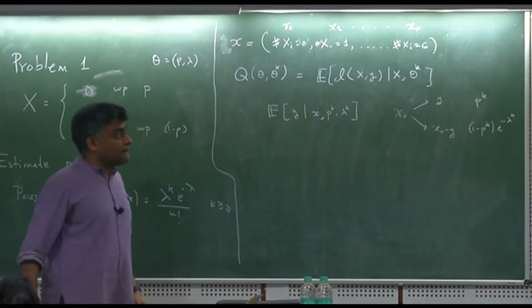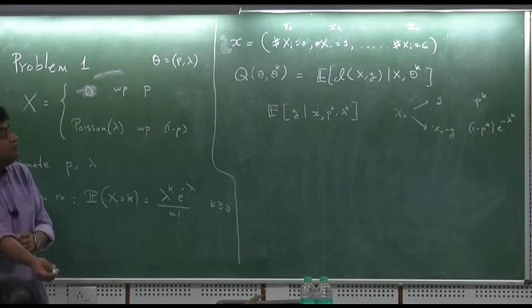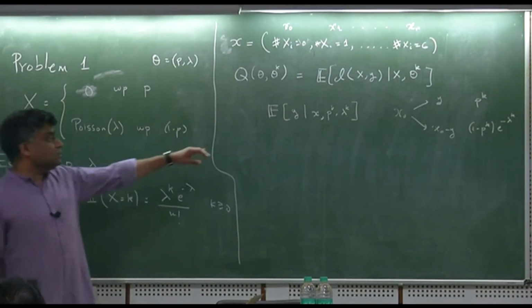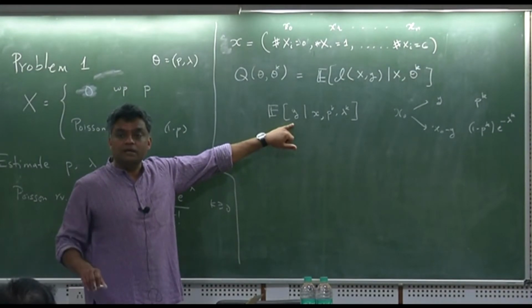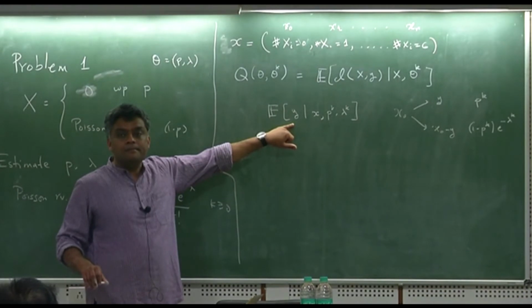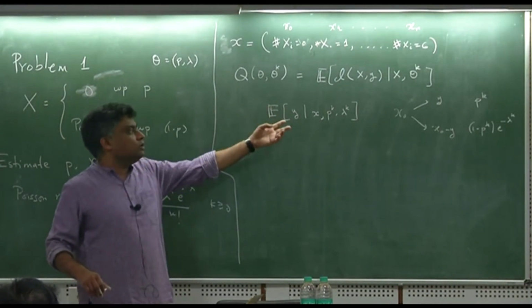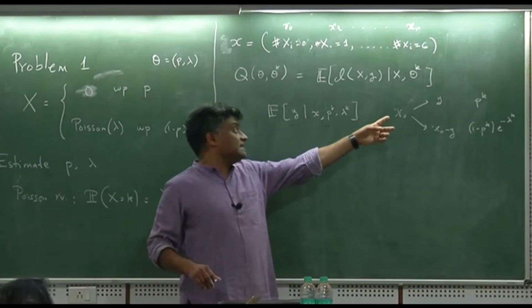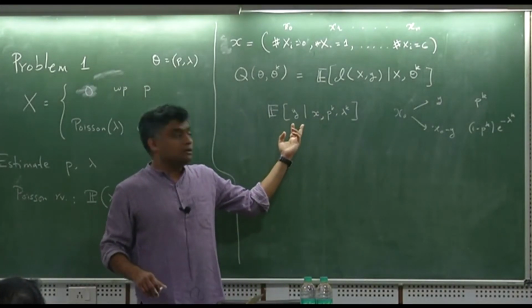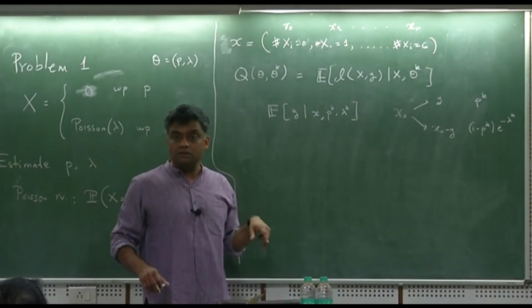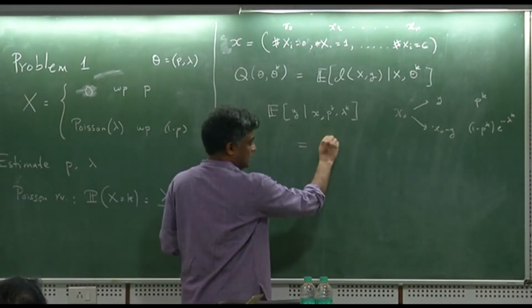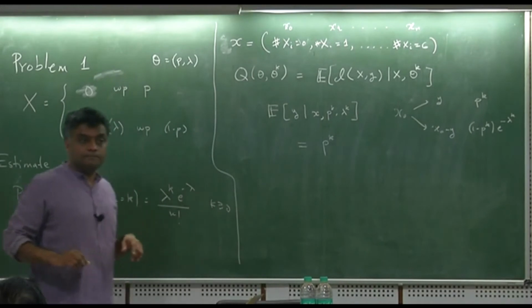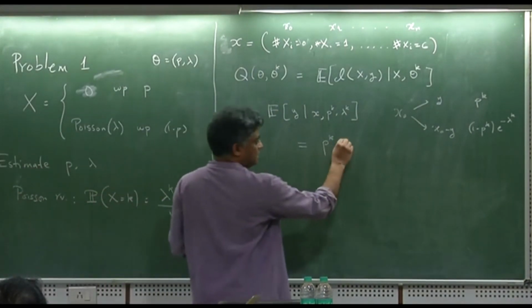Sorry? No, I just want the expectation of y. I don't want to take the expectation of x0 minus y. So what would that be? What proportion of these x0s would have come from the first piece? This would be equal to pk times what? Times x0, perfect.